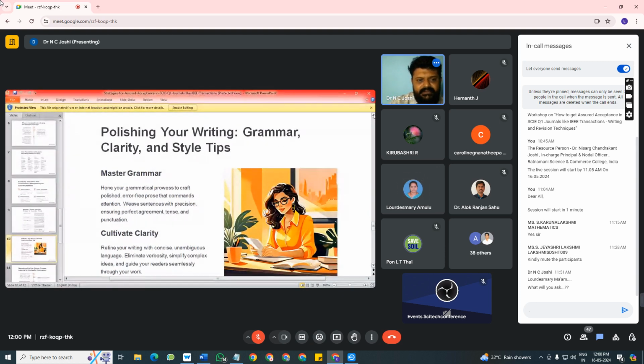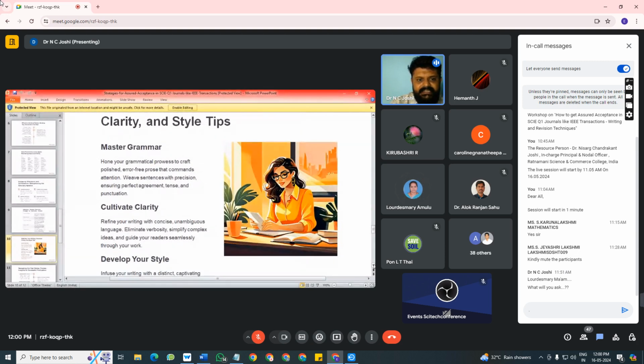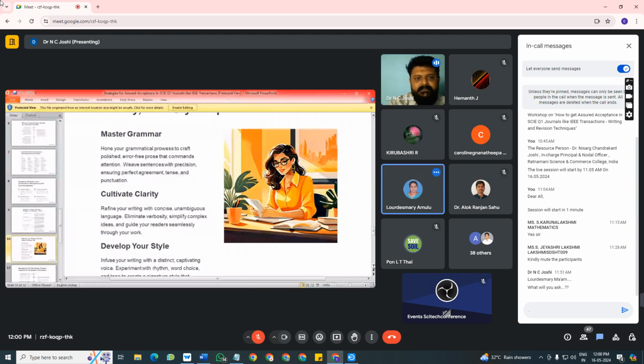In that, first is master grammar, second is cultivate clarity, and the third is develop your style. Master grammar: become grammatically powerful to craft polished, error-free prose that commands attention. Weave sentences with precision, ensuring proper agreement, tenses, and context. As I told you in the previous slide, Q1 journals and IEEE Transactions provide services like spelling checking, sentence checking, and peer review. You have to use those services to clear your grammatical mistakes.